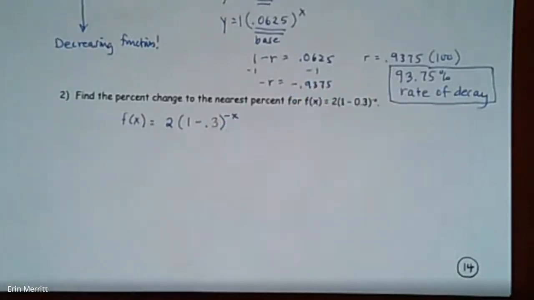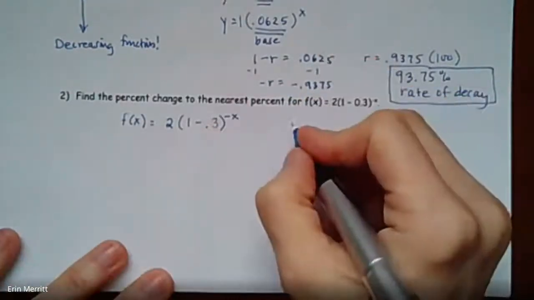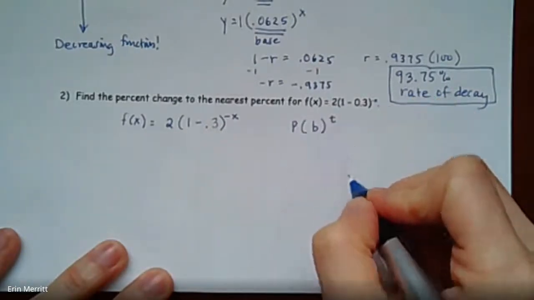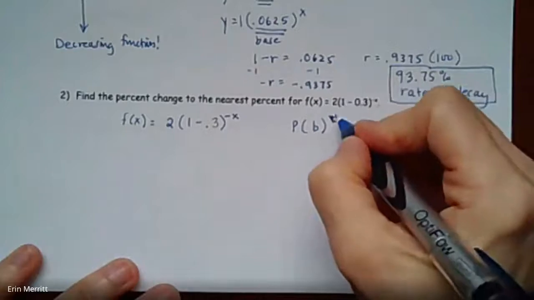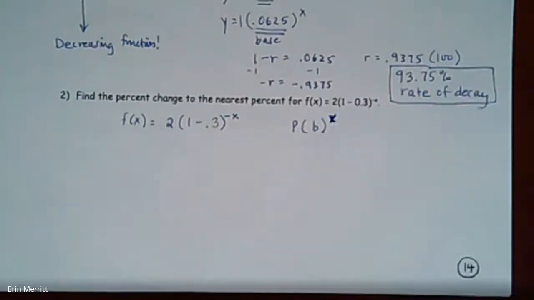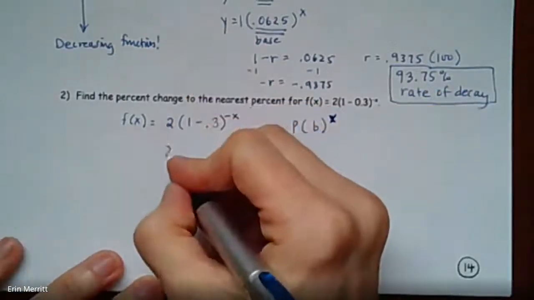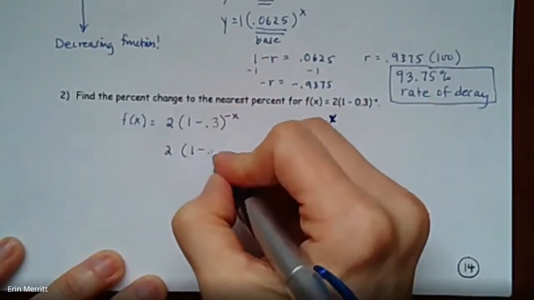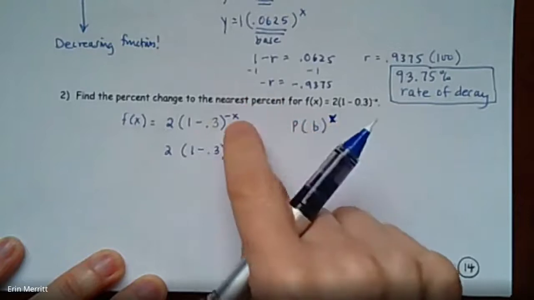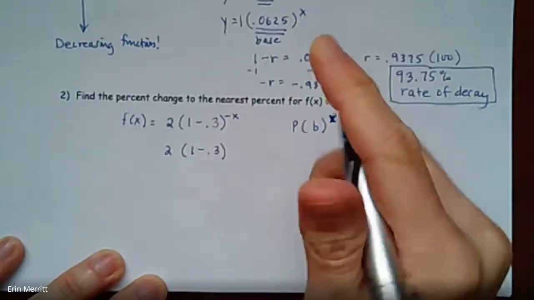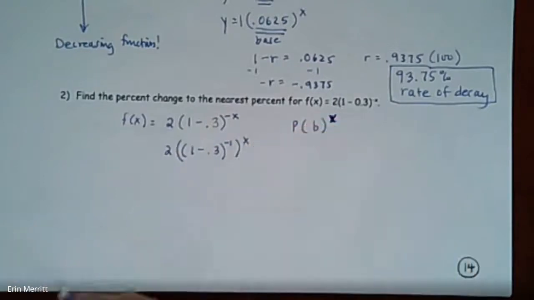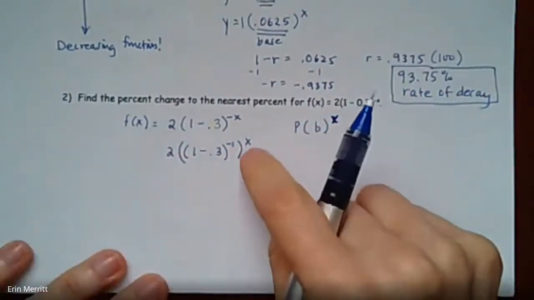So I need to get this into the format of p times whatever the base is raised to the t, or in this case, let's make it an x to match. The 2 is kind of negligible, just leave that out there. This 1 minus 0.3, I'm going to split this up. I'm going to make it negative 1 and then times the x power. So I'm working that power raised to a power backwards.